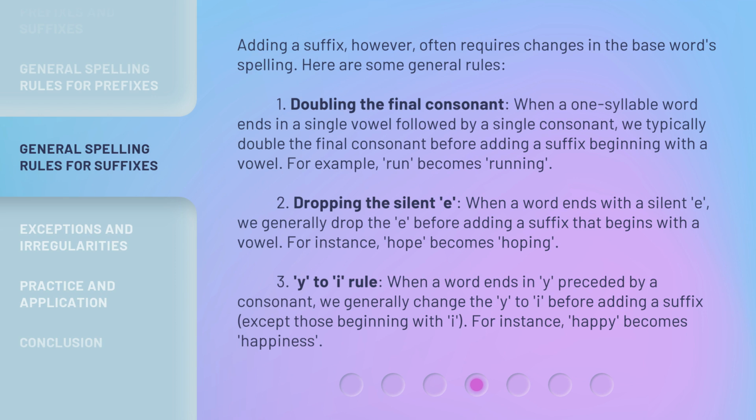3. Y to I rule. When a word ends in y, preceded by a consonant, we generally change the y to i before adding a suffix, except those beginning with i. For instance, happy becomes happiness.